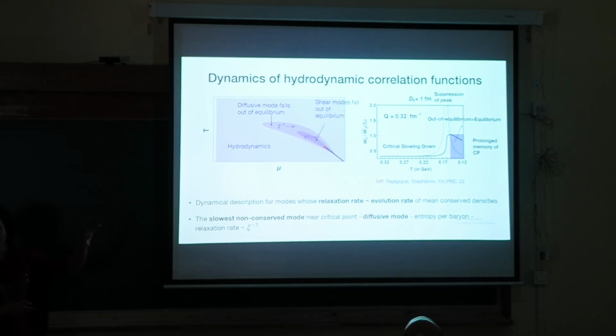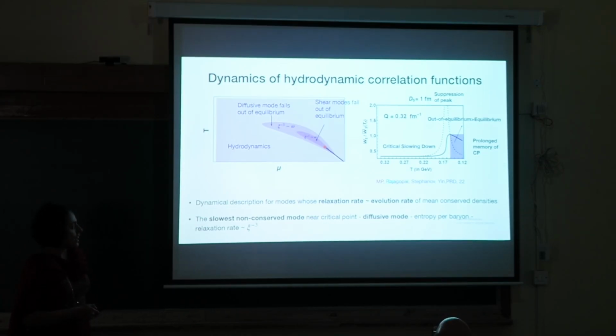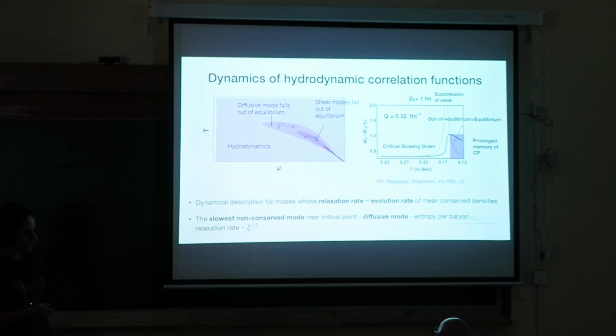There are also other hydrodynamic modes which fall out of equilibrium, but the relaxation rates are parametrically much smaller than this. Therefore, the first one which you need to consider is this diffusive mode, and if you get even closer to the critical point, then you can think of also including shear modes. So this is a calculation where we look at how the Wigner transform of the slowest mode evolves as a function of time while the fireball passes close to the critical point.